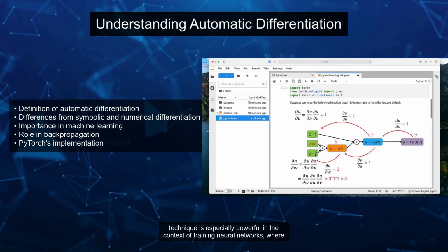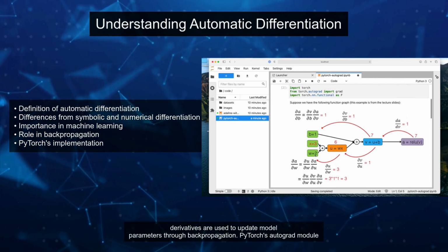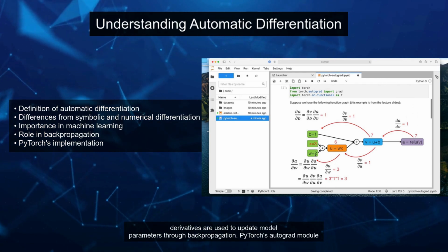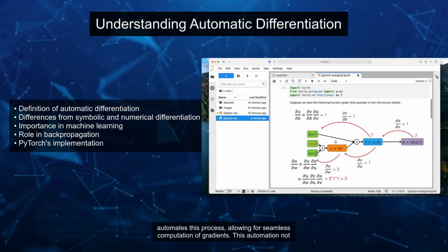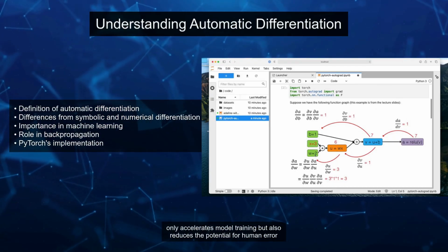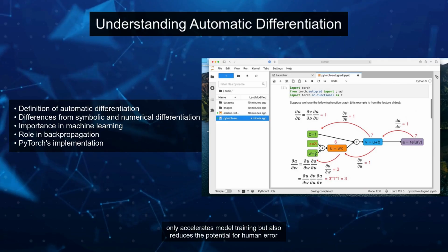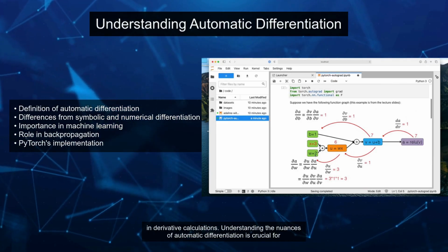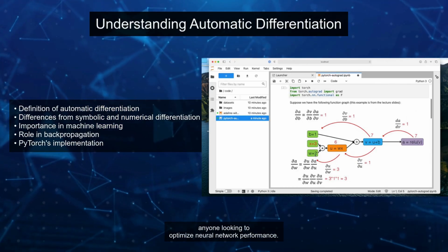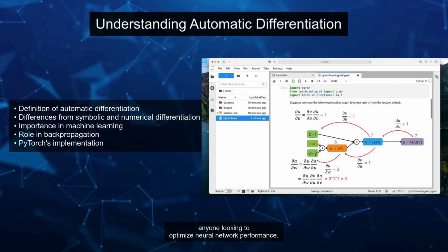This technique is especially powerful in the context of training neural networks, where derivatives are used to update model parameters through backpropagation. PyTorch's Autograd module automates this process, allowing for seamless computation of gradients. This automation not only accelerates model training but also reduces the potential for human error in derivative calculations. Understanding the nuances of automatic differentiation is crucial for anyone looking to optimize neural network performance.